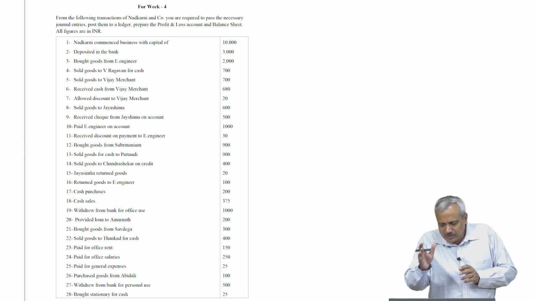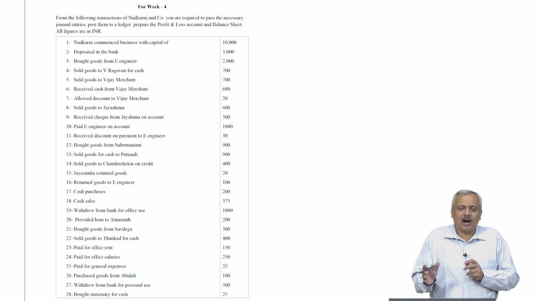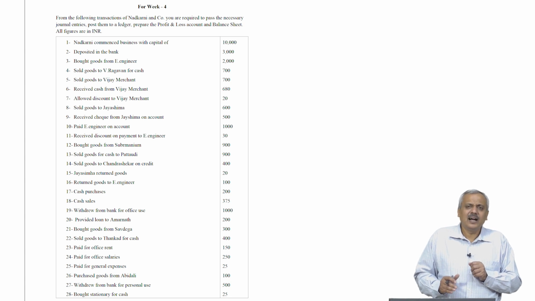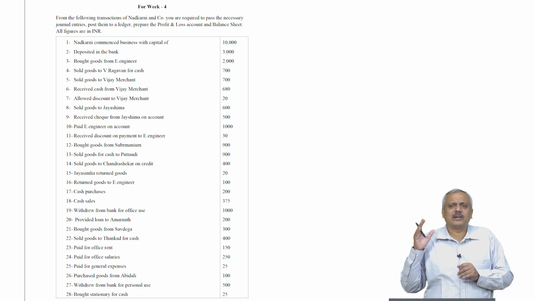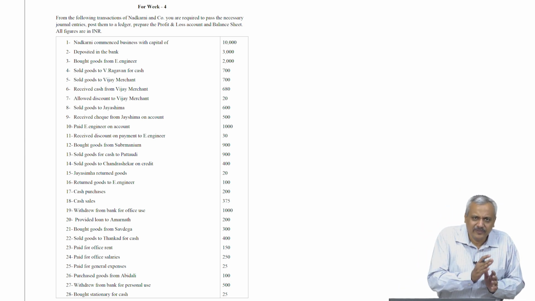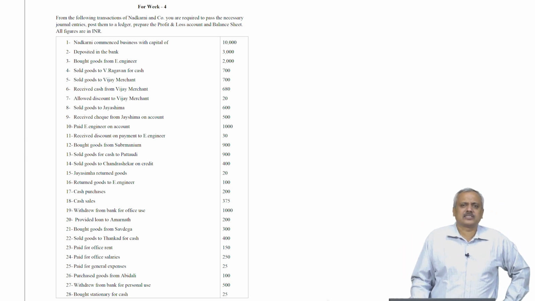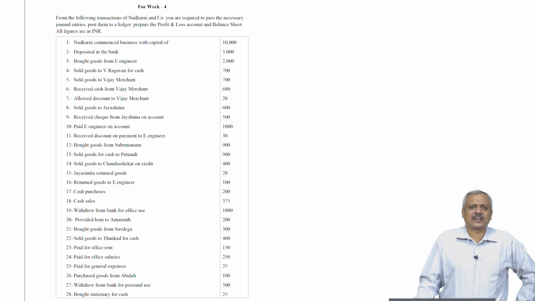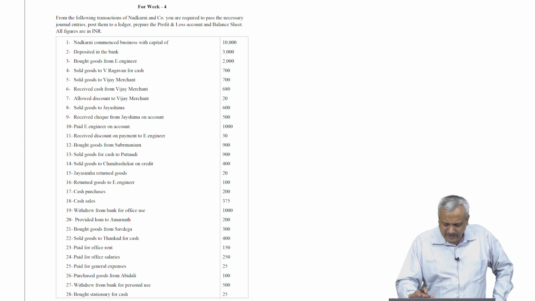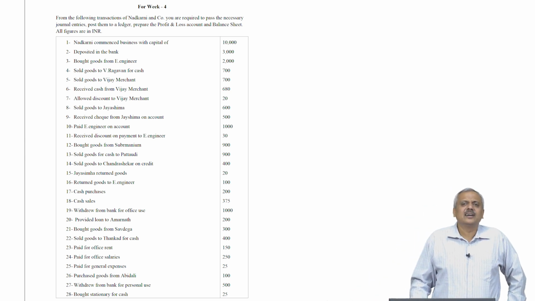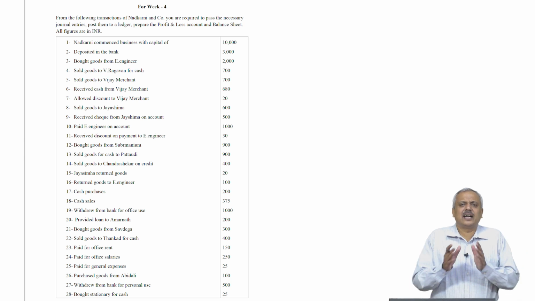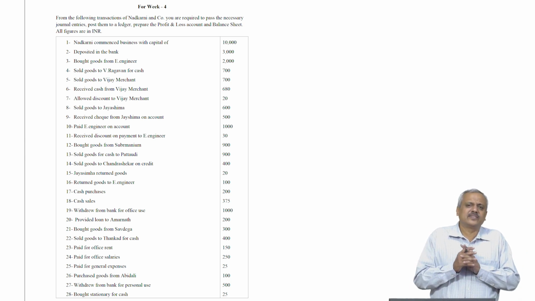Then it moves to the consolidation of these accounts, which is typically the ledger, and then we move into preparing the profit and loss statement and a balance sheet. We will take you through the entire process for this small list of transactions. We have roughly about 27 transactions, and we will go through them in sequential form.